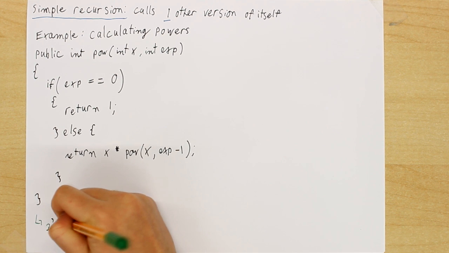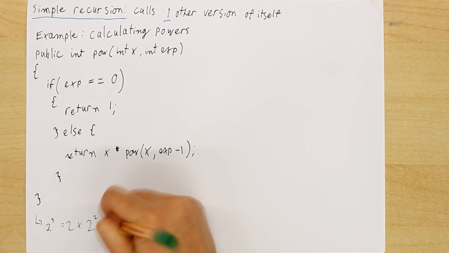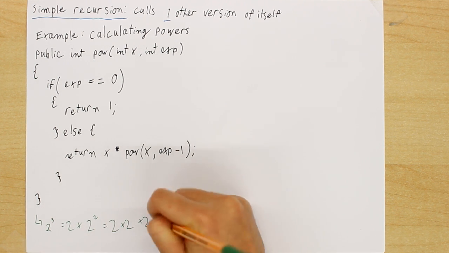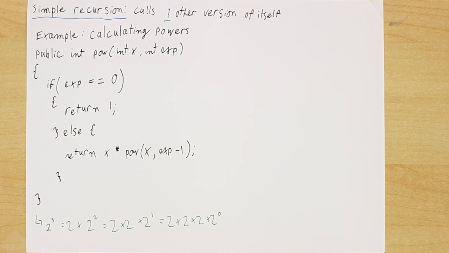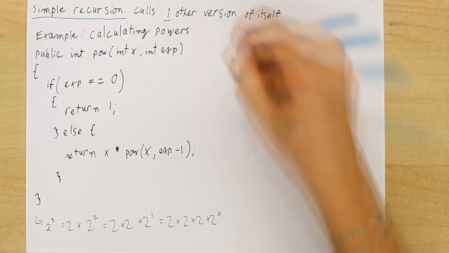So this works because, for example, 2 to the power of 3 is 2 times 2 to the power of 2, which is the same thing as 2 times 2 times 2 to the power of 1, which is the same thing as 2 times 2 times 2 times 2 to the power of 0. So this is why powers lend themselves well to recursion.